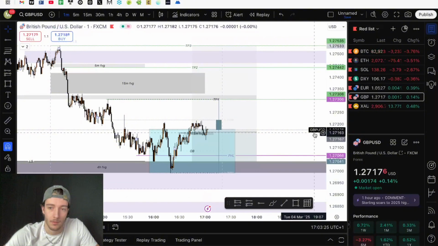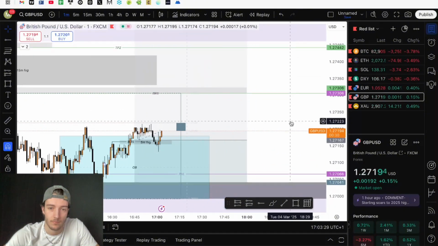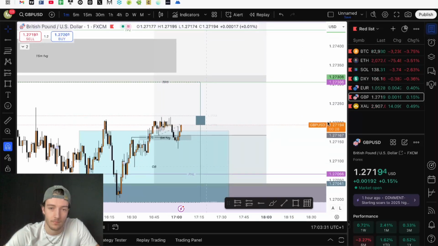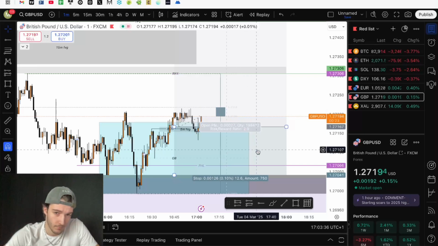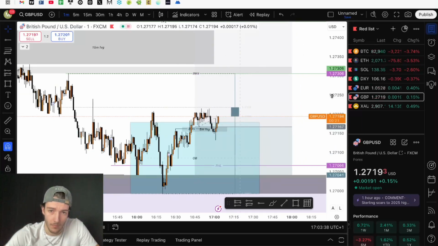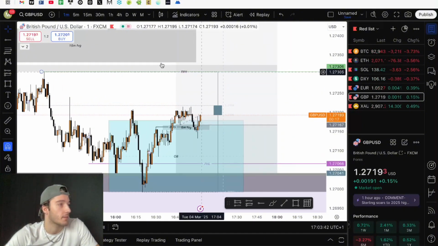Currently in a little bit of profit, not much. This 5-minute fair gap held well so far. To me, it looks good. So let's wait a little bit. I'll be right back very soon.